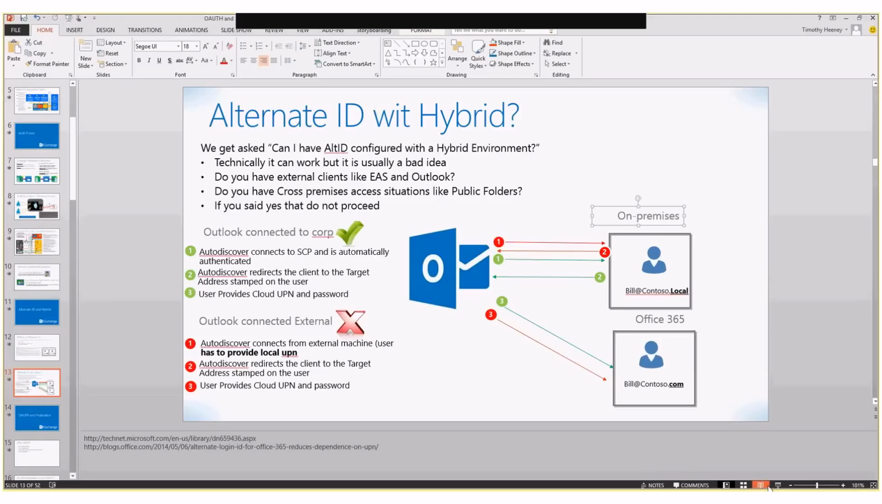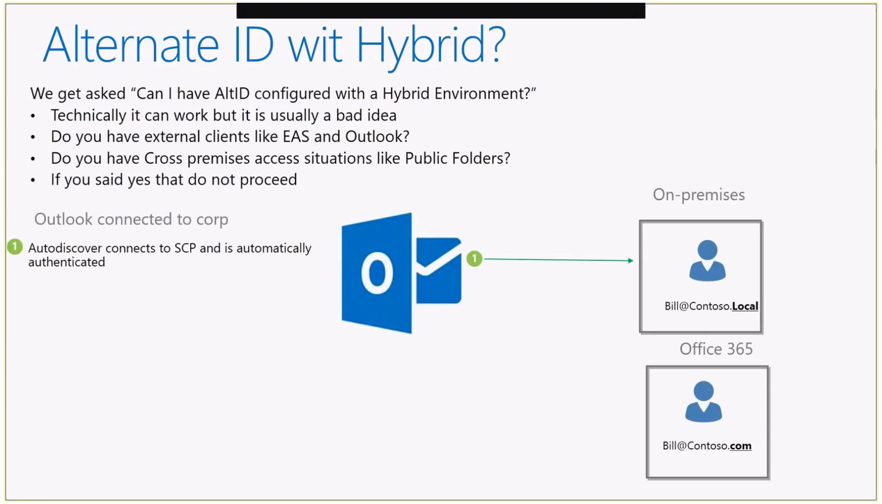Nothing like fixing PowerPoint during presentation. Sorry about that. Okay, so let's say your Outlook is connected to CorpNet. You're going to do a service connection point first. When you try to create your profile, it's going to find that there is a service connection point. And because you're internal, signed on to a corporate-joined machine and all that, you are not going to be prompted for authentication. It's going to use Windows integrated authentication.